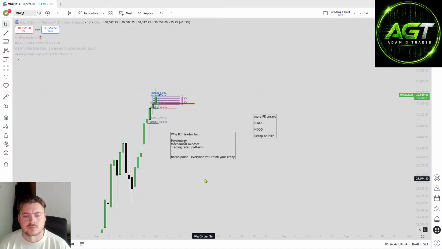Also, as well as this, I'm going to talk about the mechanical mindset that a lot of ICT traders have, which is that I need to have a mechanical model. So let's dive deep into this.